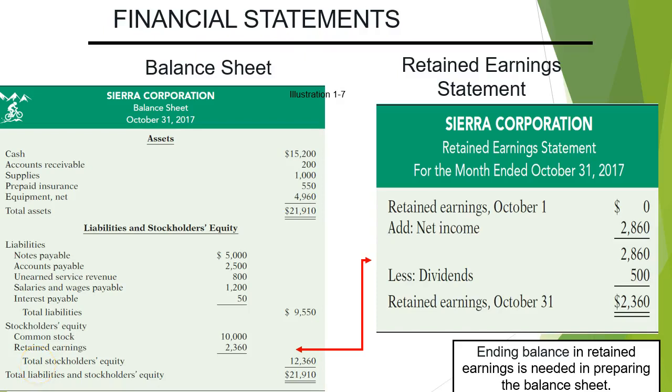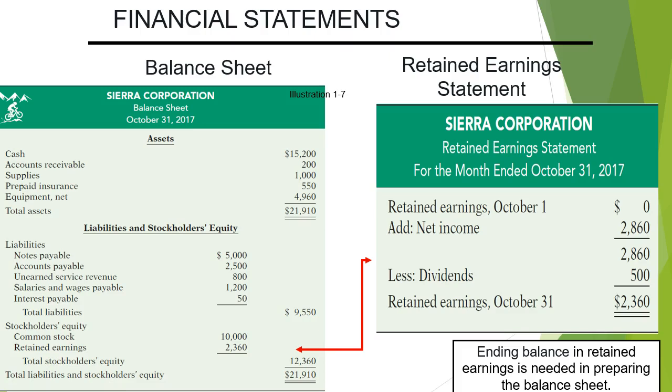Okay, we're back. So our stopping point for the first video lecture was the balance sheet. And once again, the balance sheet is a statement prepared at the end of the accounting period to identify the total assets of a business, their total liabilities, and their total stockholders' equity.